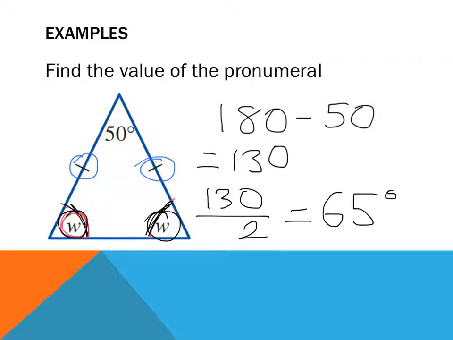So see how I've just done that question both ways? Sometimes I'll be asked to use my knowledge of isosceles triangles to find out two angles. Sometimes it'll be just one. And that's it, guys. That's interior angles of a triangle.